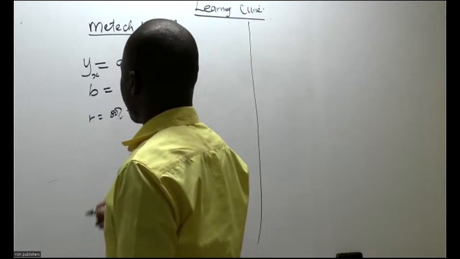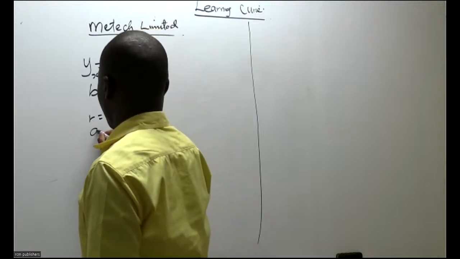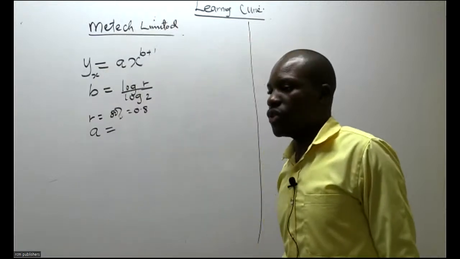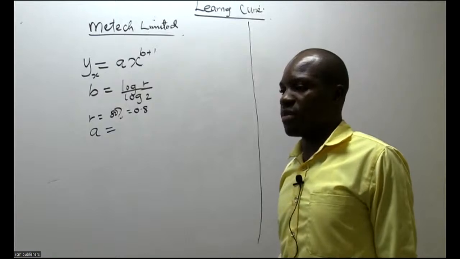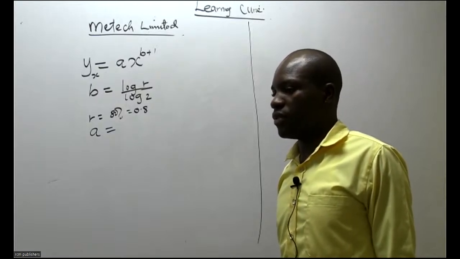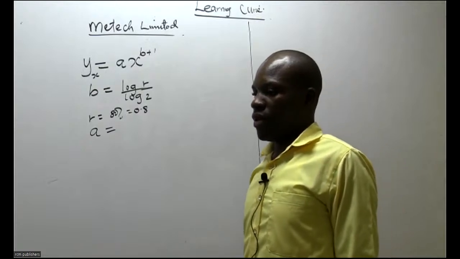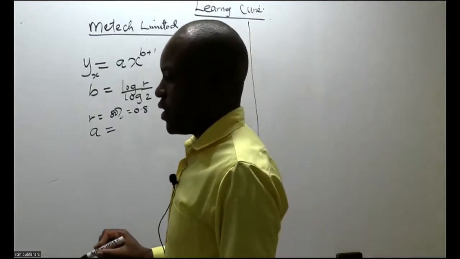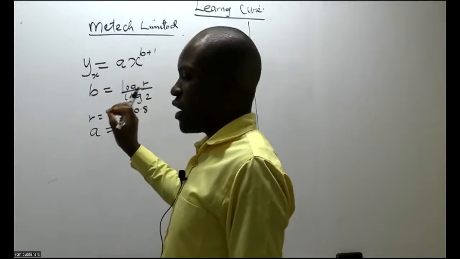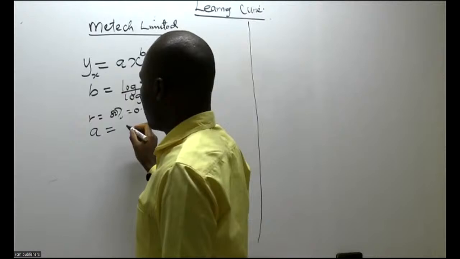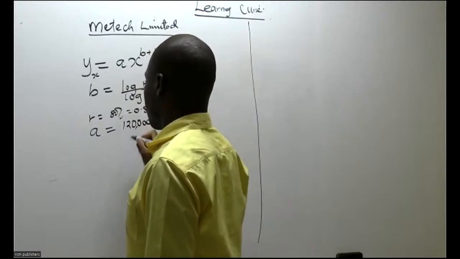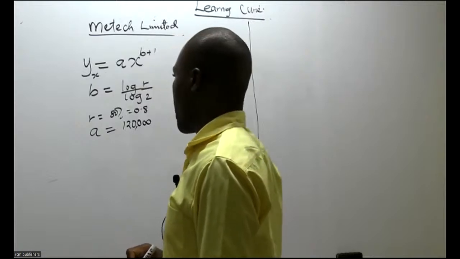Then have we been given x or a? I want you to help me to identify a, because with a, we'll be able to do something. Have we been given the value of a in the question? Yes, we have been given that the cost of labor for producing 1 unit or the first batch is equivalent to 120,000. That is what we have there.